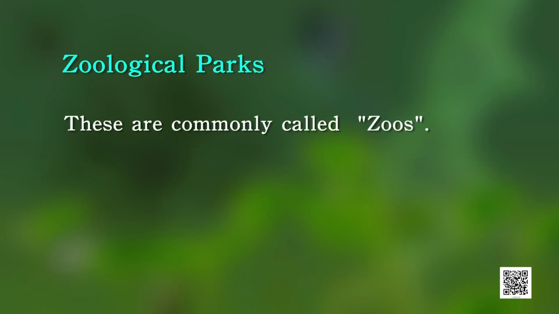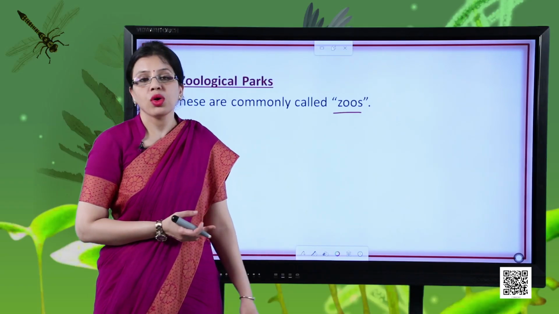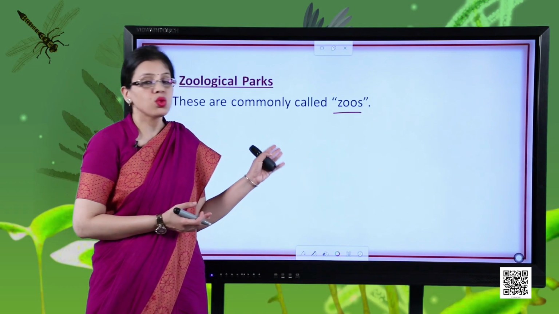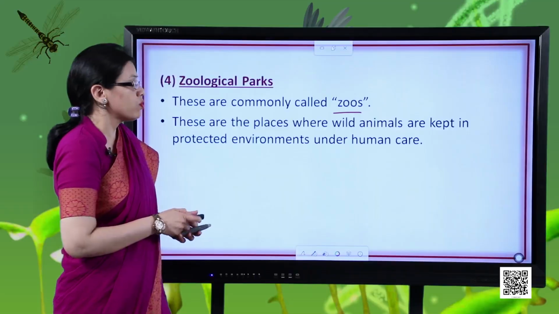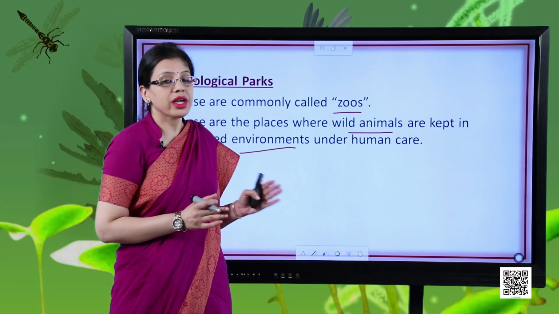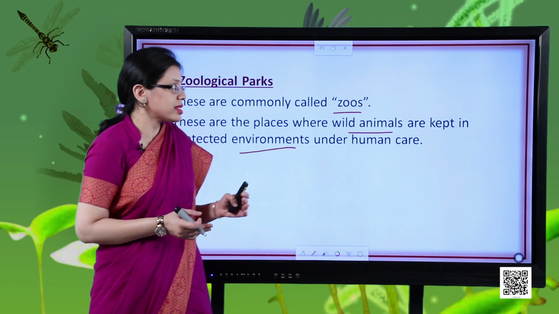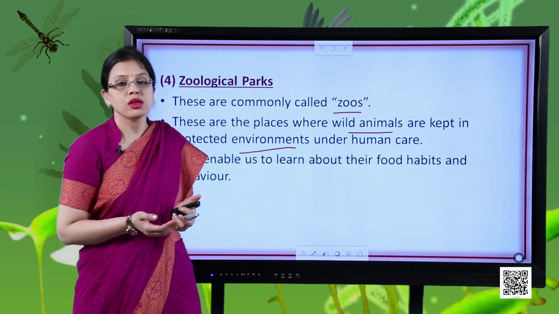So the fourth taxonomical aid that we have to study is the zoological park, which is commonly known as a zoo. Have you ever visited a zoo along with your parents or during a school educational trip? There you might have noticed that in a zoo, we are keeping wild animals in a protected manner, in a very safe environment under human care. We are trying to provide them the same conditions as are present in their natural habitat.